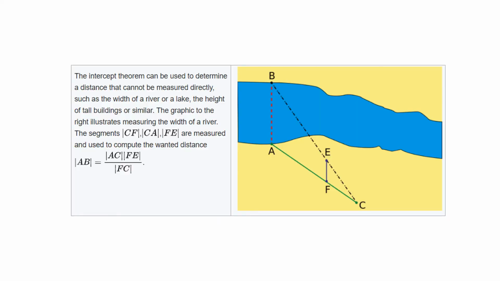Similarly, you can apply the problem to find the distance across a river, so for example A to B, by constructing the following diagram. But I'll let you read that on your own. Pause the video and study the diagram.